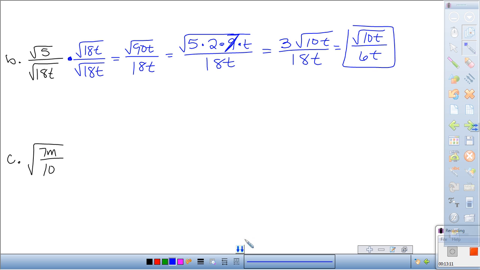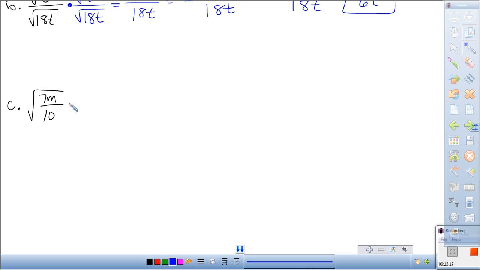All right, let's try and do one more. So this one, they didn't split up for us yet. So I'll go ahead and split it up first. The square root of 7m divided by the square root of 10. Now we need to rationalize our denominator by multiplying times the square root of 10 over the square root of 10. Then just multiply across. 7 times 10 is 70, so the square root of 70m divided by the square root of 10 times the square root of 10 is the square root of 100, which is simply 10.